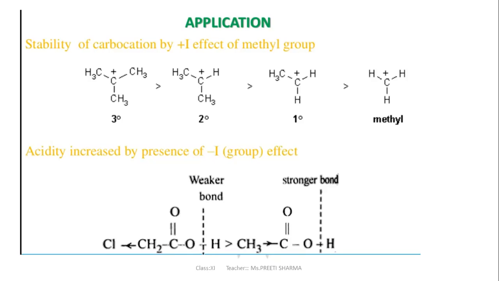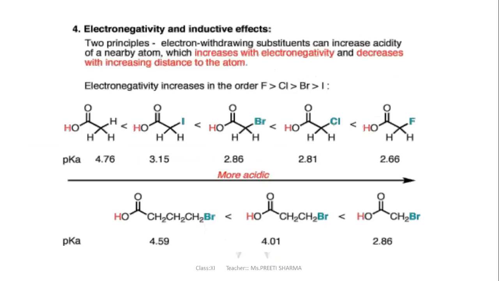So if any plus I effect means any plus I group is being present, it will increase the electron density of nitrogen atom. That's why the basic character increases. And if the withdrawing group is being present, it will decrease the basic character. Acidic character and basic character are opposite, students. Please try to understand. Next is again inductive effect depends upon the electronegativity.